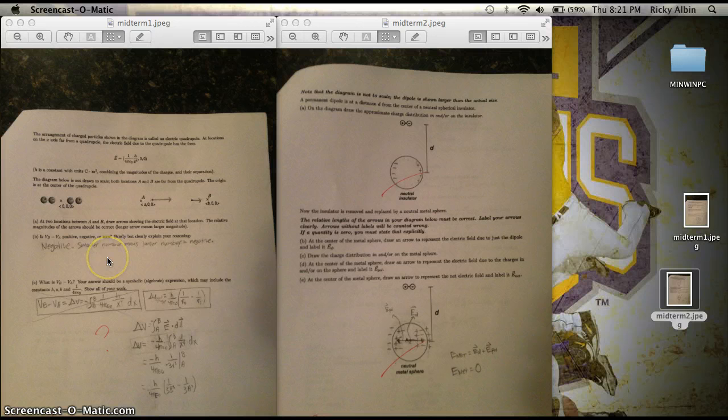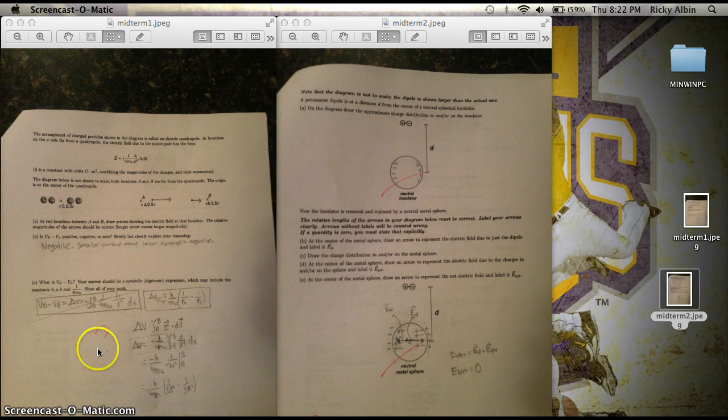So pretty much I just explained this: if you subtract these two from each other, you're going to get a negative, because the smaller positive value minus the larger positive value is going to be a negative.